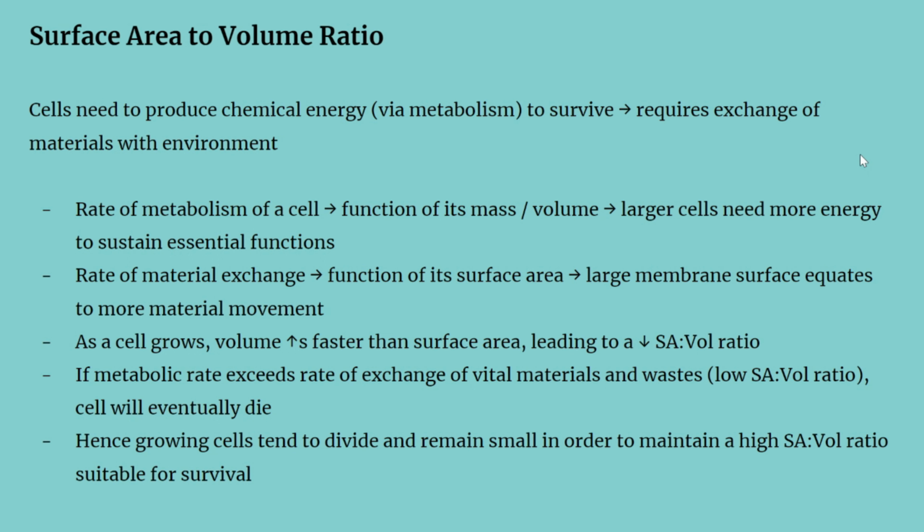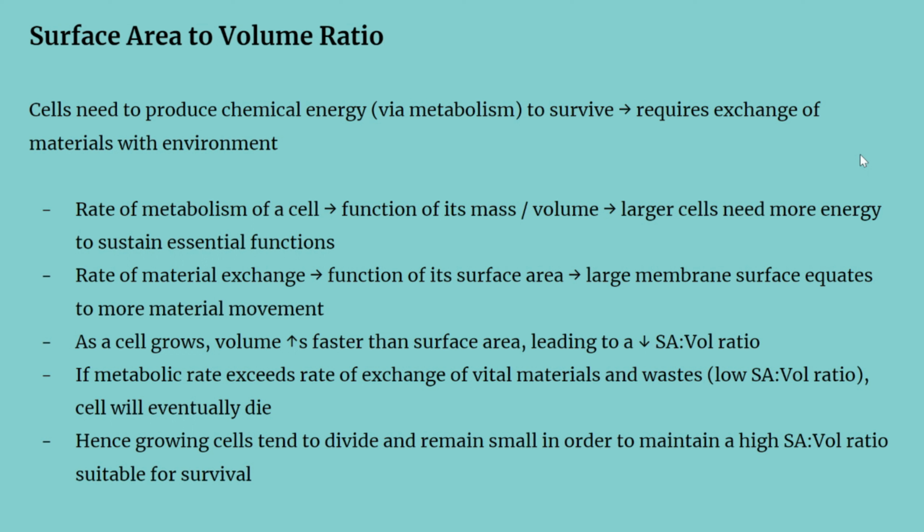Another very important concept in this chapter is surface area to volume ratio. Cells need to produce chemical energy via metabolism to survive, and this requires exchange of materials with the environment. The rate of metabolism of a cell is a function of its mass, or volume. Larger cells need more energy to sustain essential functions, and the rate of material exchange is a function of its surface area. So a large membrane equates to more material movement. As a cell grows, the volume increases much faster than the surface area, and that leads to a decrease in the surface area to volume ratio.